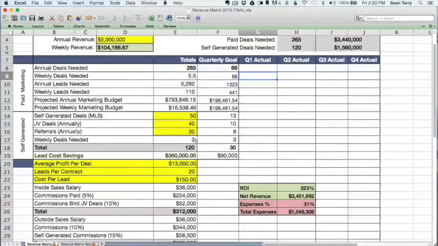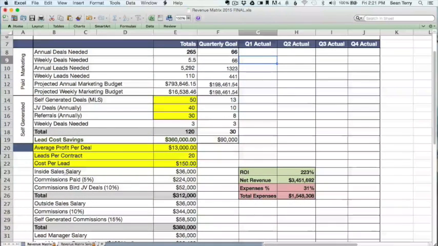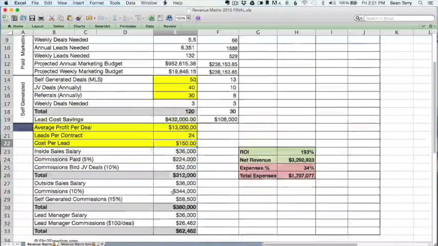So here's the deal, is that self-generated deals, okay? Self-generated JV deals. I'm going to talk about all of this in a webinar coming up about specifically how this will affect your business. I'm going to talk about these three numbers and how to manipulate these three numbers to generate more revenue, convert more contracts, and to reduce your cost per lead. We're going to get into that.